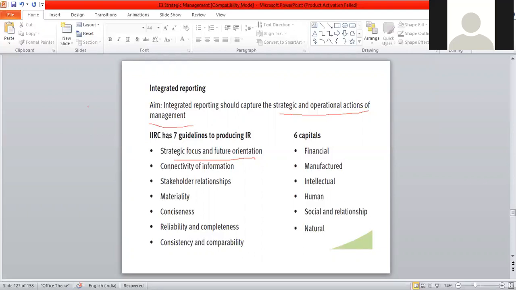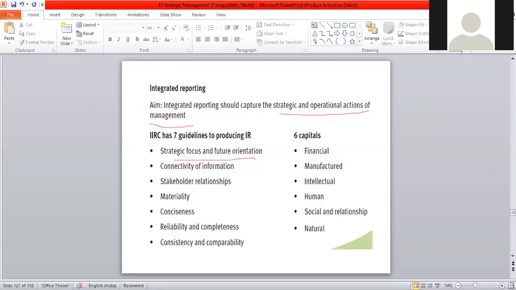So that's conciseness. Reliability and completeness: the information which is disclosed should be reliable, and it should be complete. It should not be misleading. It should not misrepresent any aspect of it. So that is reliability and completeness.